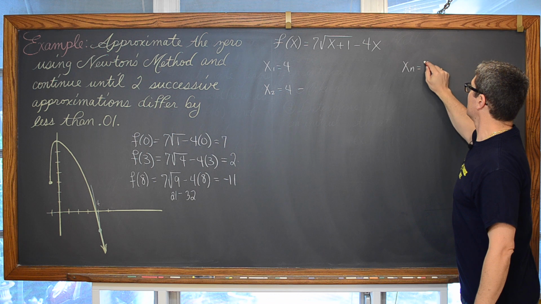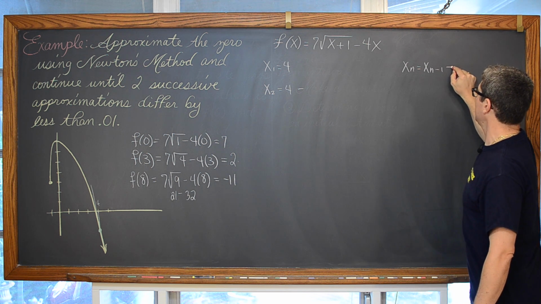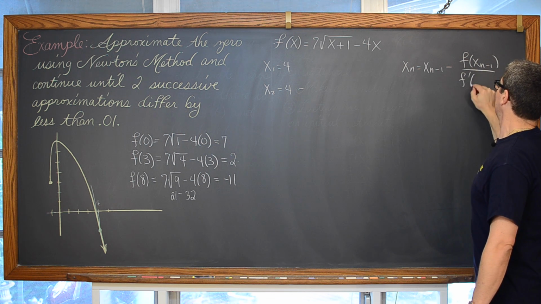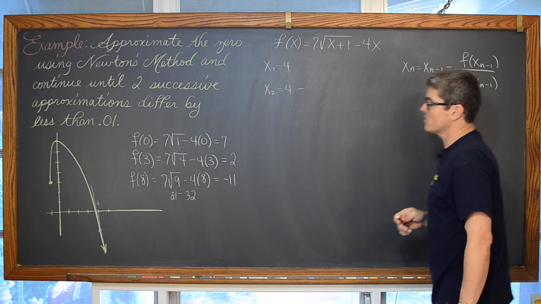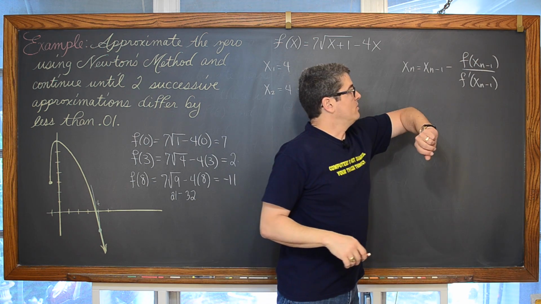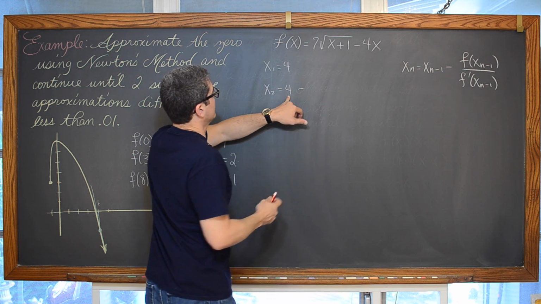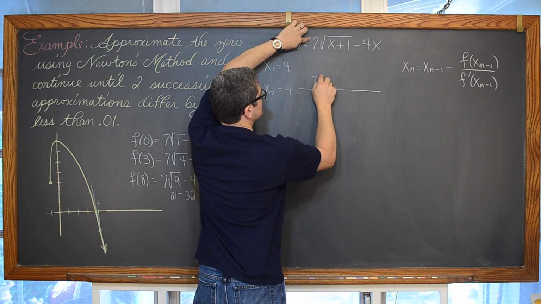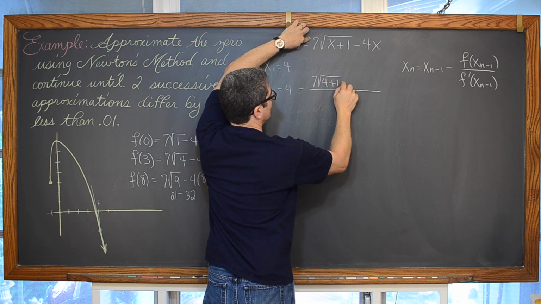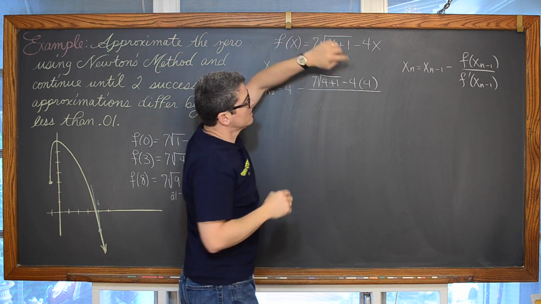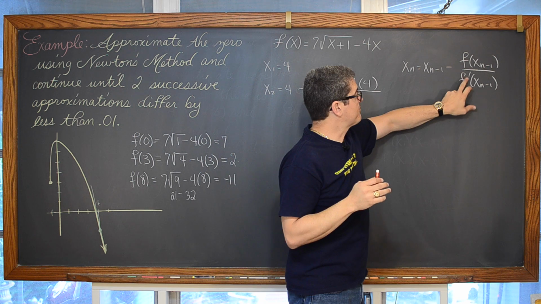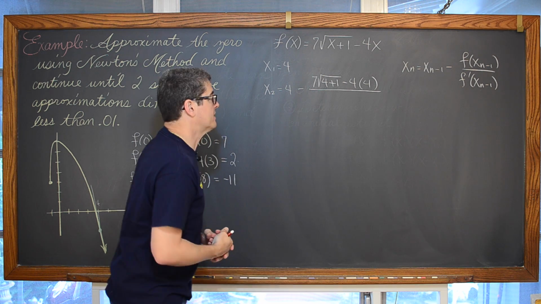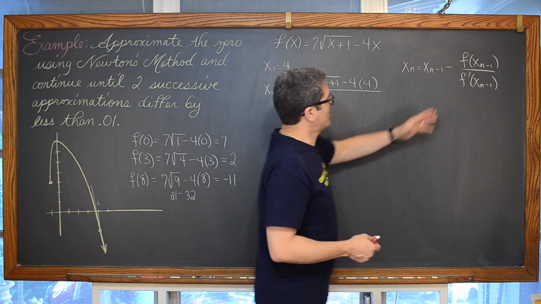x sub n is equal to x sub n minus 1 minus f of x sub n minus 1 over f prime of x sub n minus 1. So we need to find the function's value at 4. Okay, so we're looking at minus 7 times the square root of 4 plus 1 minus 4 times 4 over the f prime of 4, or my previous estimate of the 0. Okay, well, we need to find the derivative.